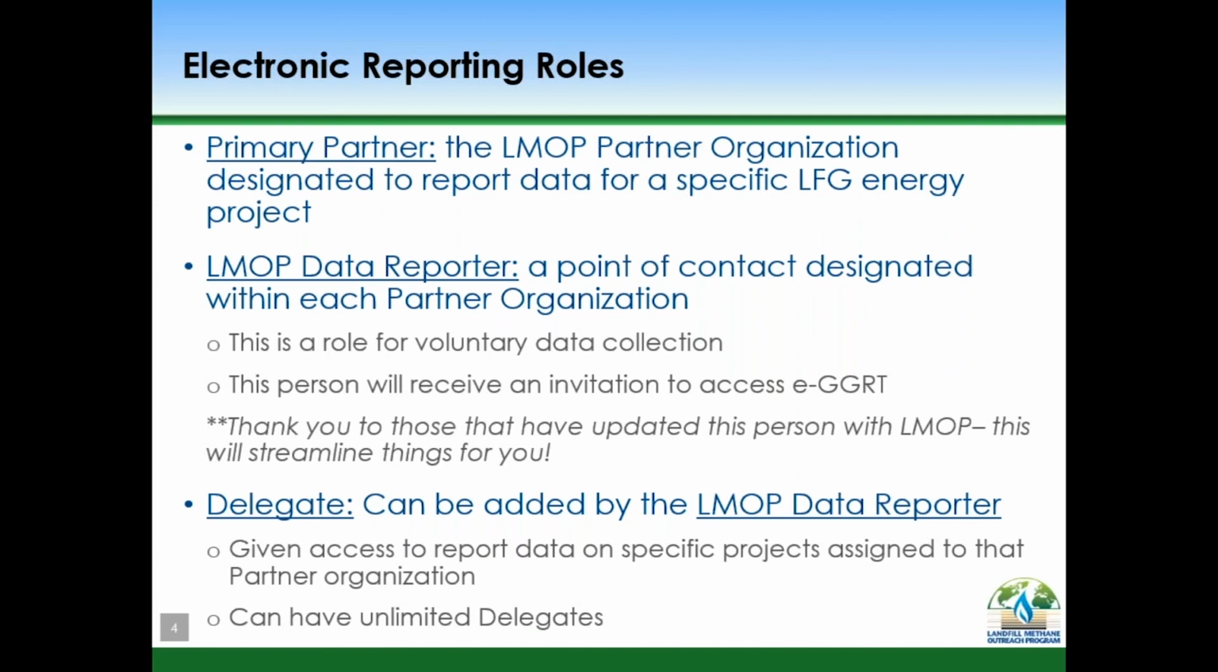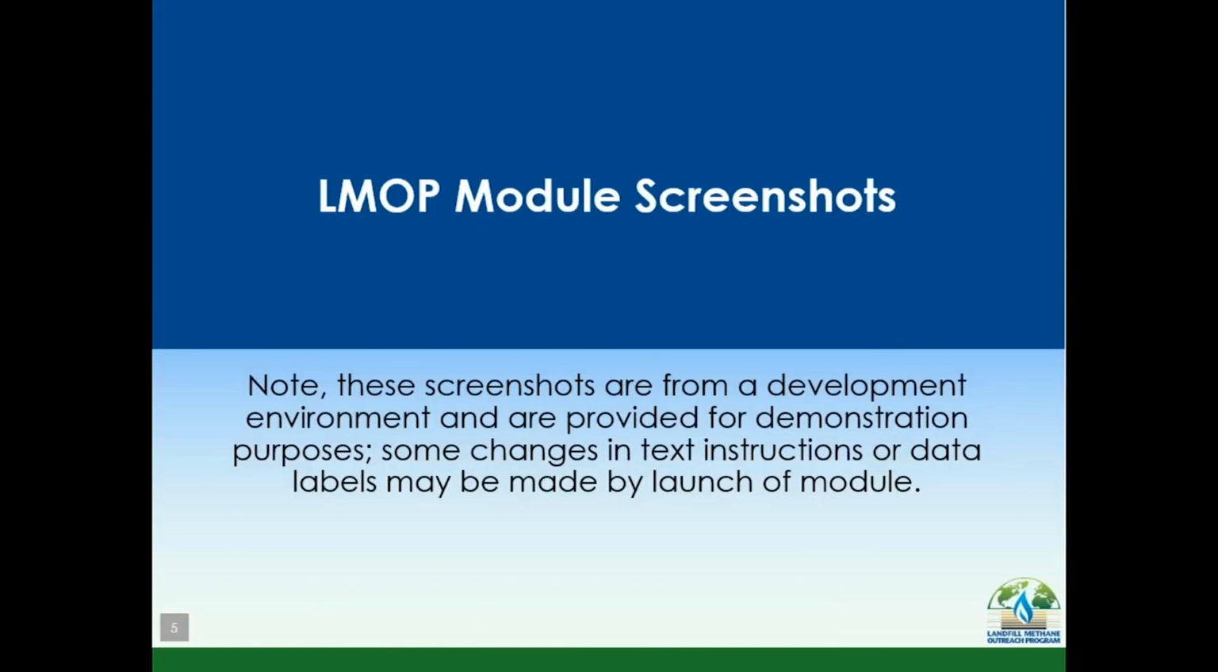So thanks for that. And then the second role that someone may have in e-GGRT is a delegate. A delegate is added and granted access to e-GGRT by the LMOP data reporter. They can give other people access to report data on specific projects assigned to that partner organization. As the LMOP data reporter, you can add as many delegates as you wish. And I'll show you later on how this delegate process works.